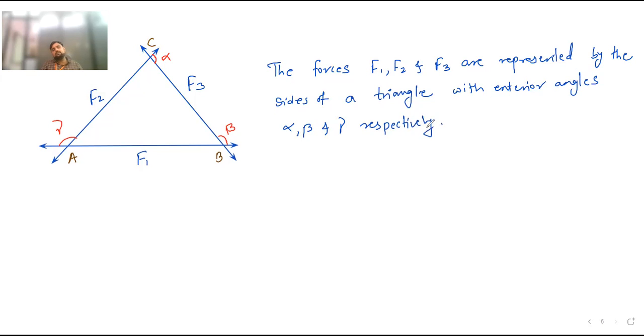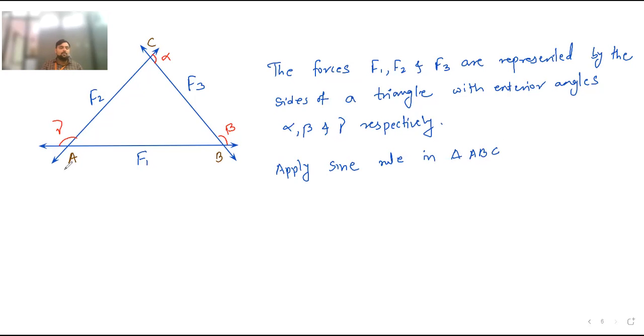Whatever we have shown is given in a descriptive manner. So three forces F1, F2, and F3 are shown on the three sides of the triangle, and the exterior angles of the triangle are alpha, beta, and gamma respectively. Okay. Now apply the sine rule in triangle ABC. Now you must know what the sine rule is.